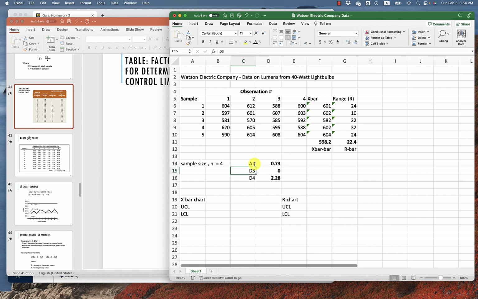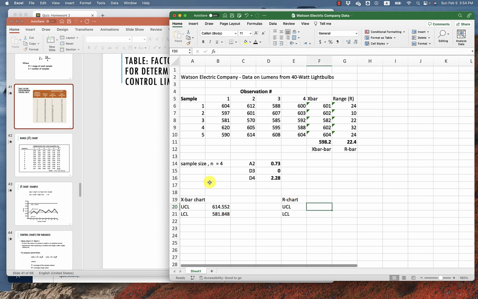This is A2, okay, A2. That's what the constant is called. So we take X bar bar plus A2 times the average value of the range, okay? And then for the lower control limit, we take X bar bar minus A2 times the average range, okay? So these are our control limits.